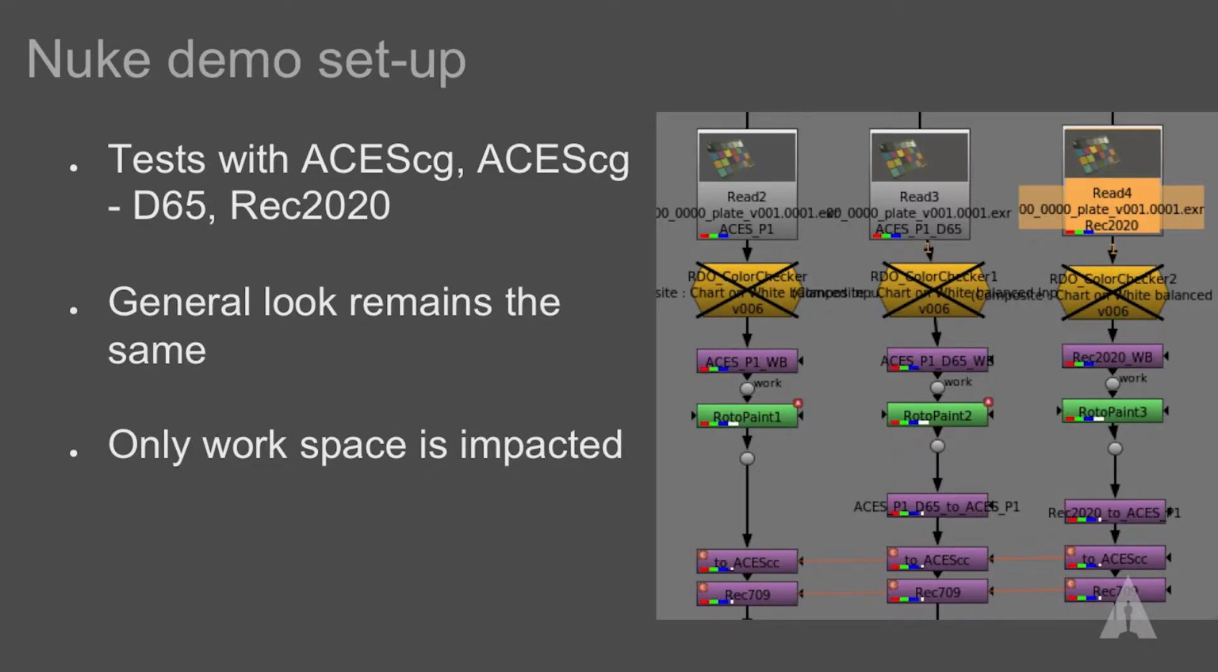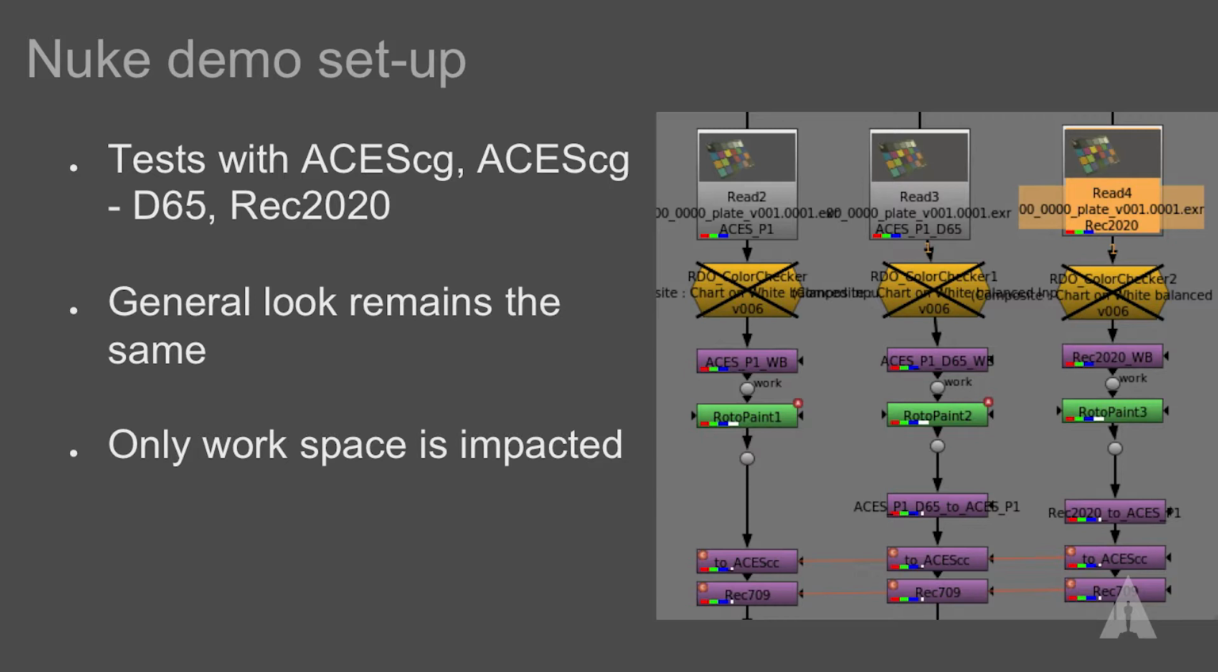So to show you some actual colors and demo the problem, what I did is take an ACES page on which there was a color chart. I converted it into ACES-CG, ACES-CG D65, and Rec 2020. The yellow node that you are seeing is the tool that we are using to semi-automatically white balance our plate.